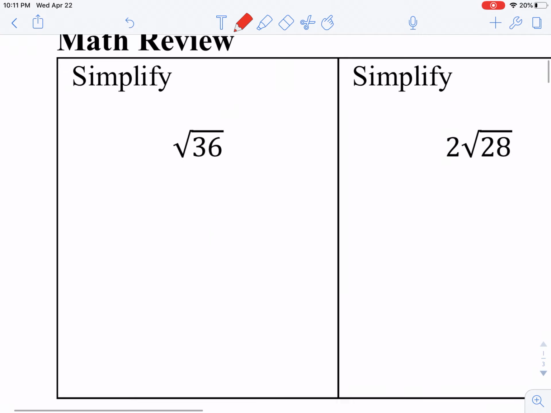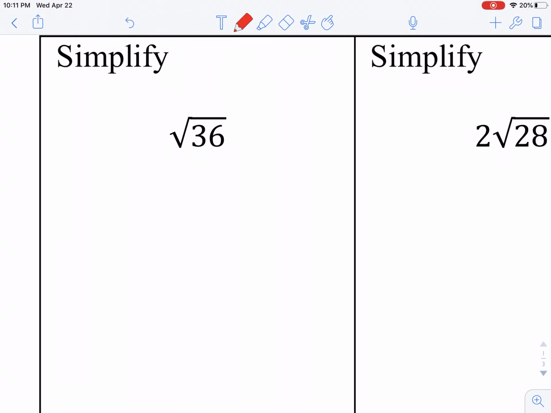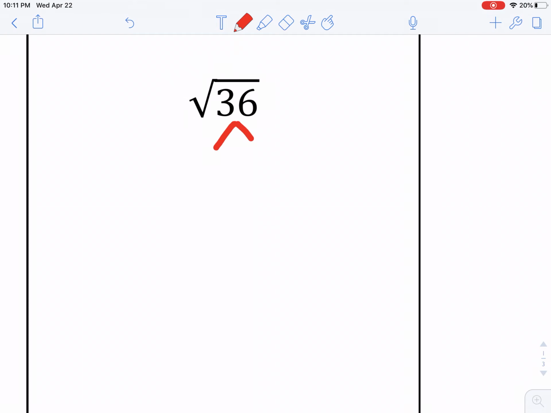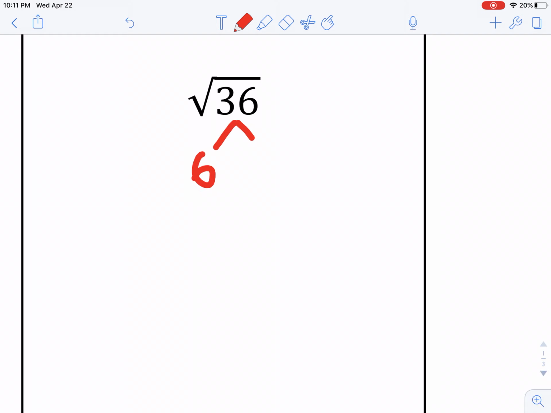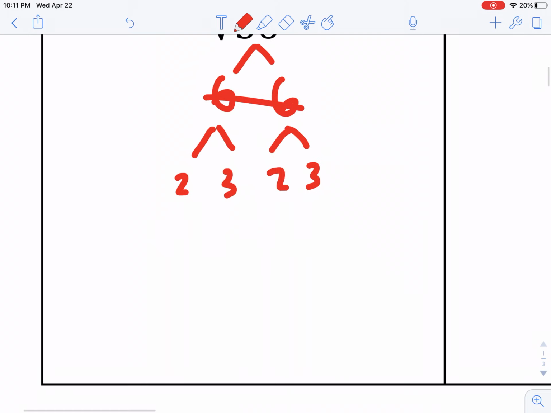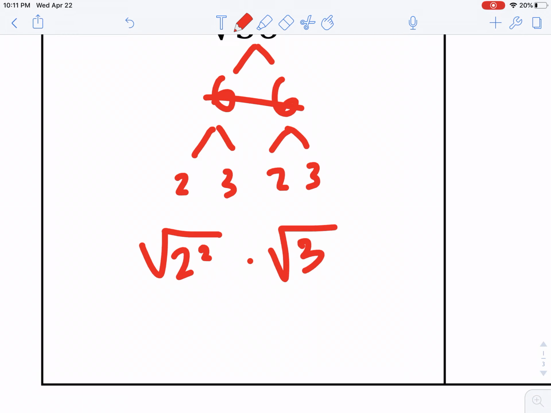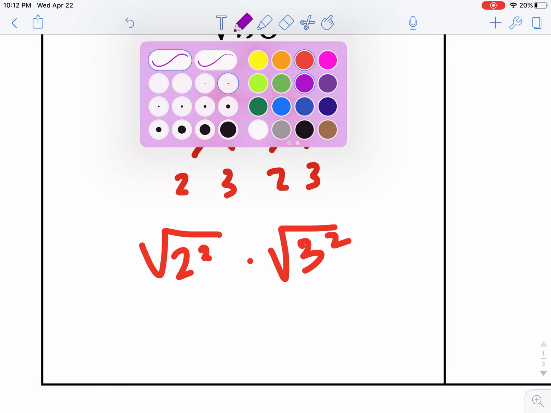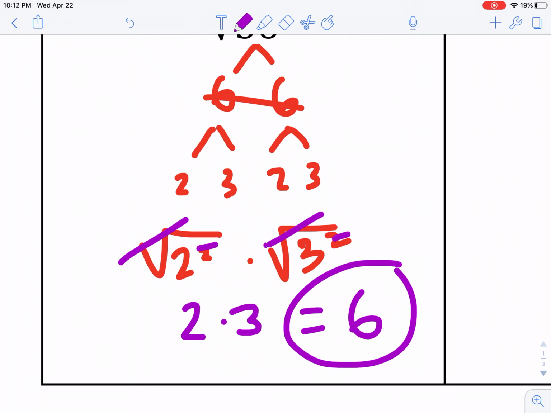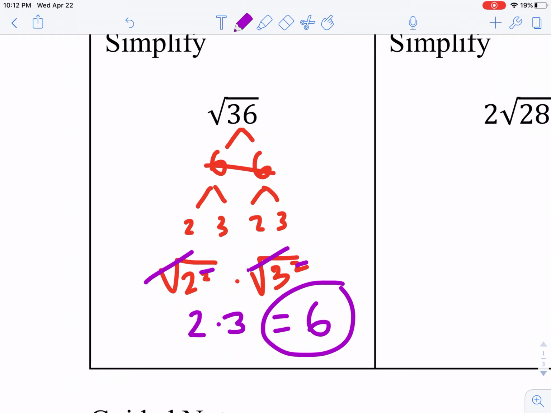Try yourself first. So 36, let's break this 36 down. I'm going to break it down to 6 times 6. I could continue breaking these 6 down to 2 and 3, so we're done with those. I'm taking a shortcut: put my 2's together, put my 3's together with the squares. Square root cancels square, so I'm left with 2 times 3, which is equal to 6. So we can simplify the square root of 36 to be 6.